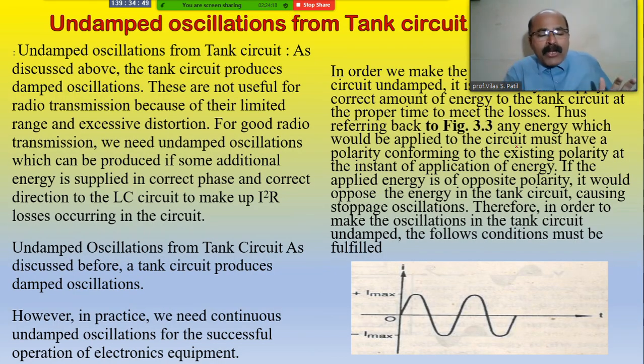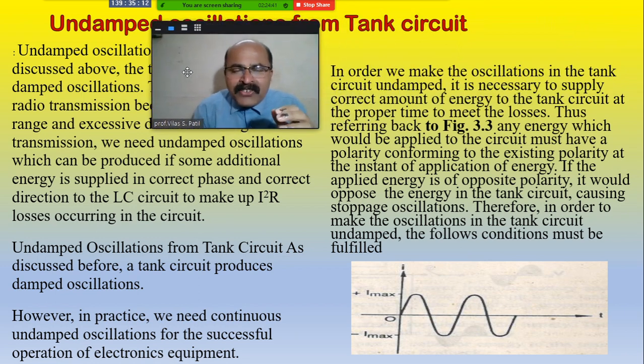Undamped oscillation from the tank circuit: as discussed before, the tank circuit produces damped oscillatory motion. However, in practice, we need continuous oscillation for the successful operation of electronic equipment and different transmissions, it may be radio transmission or TV transmission. We want sustainable oscillatory motion, that will be known as an undamped oscillatory motion.